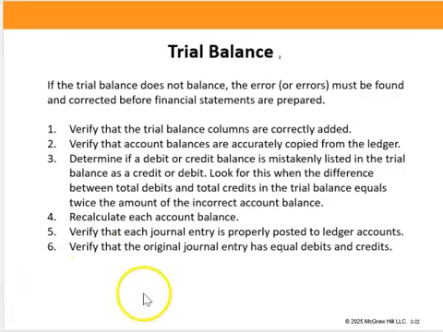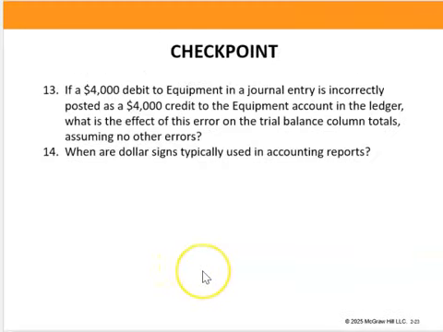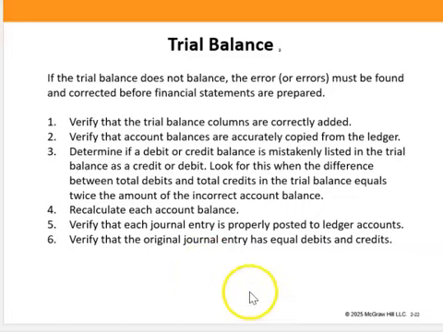This is just giving you an overview of exactly what I just said on how to make sure that your trial balance looks correct and how to pick up some errors. Feel free to stop the video and read this very closely, so that you can pick up any errors that you might be making.